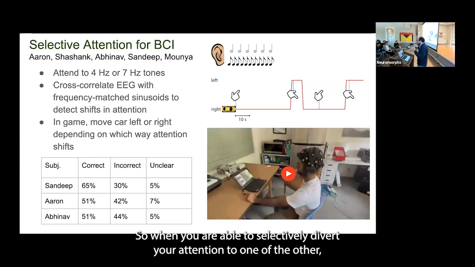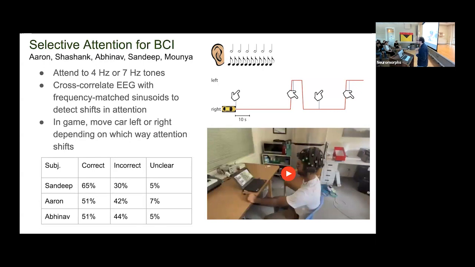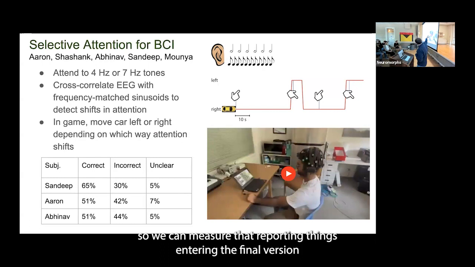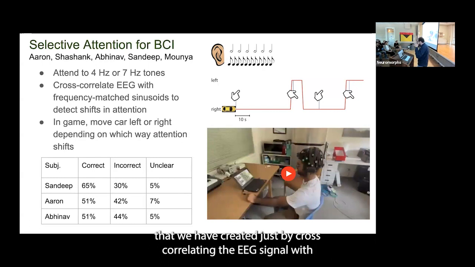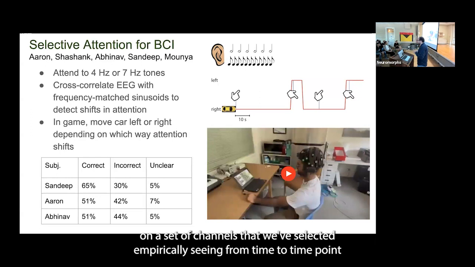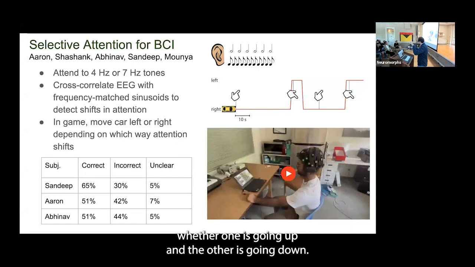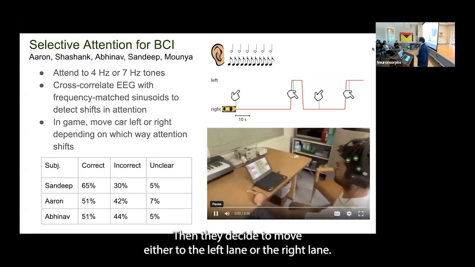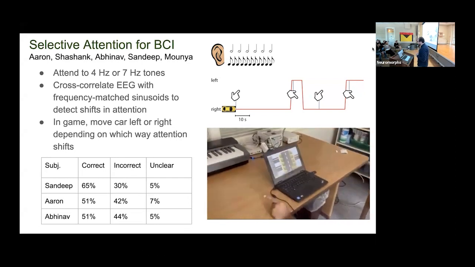When you are able to selectively divert your attention to one or the other, there's a response in your brain that's phase locked to these tones. We can measure that either with Fourier methods or, in this final version that we've implemented, just by cross-correlating the EEG signal with the phase and frequency matched sinusoid. Based on a set of channels that we've selected empirically, seeing from time point to time point whether one is going up and the other is going down, we put an input into the gain where it directs the car in Shashank's game that you just saw to move either to the left lane or the right lane.